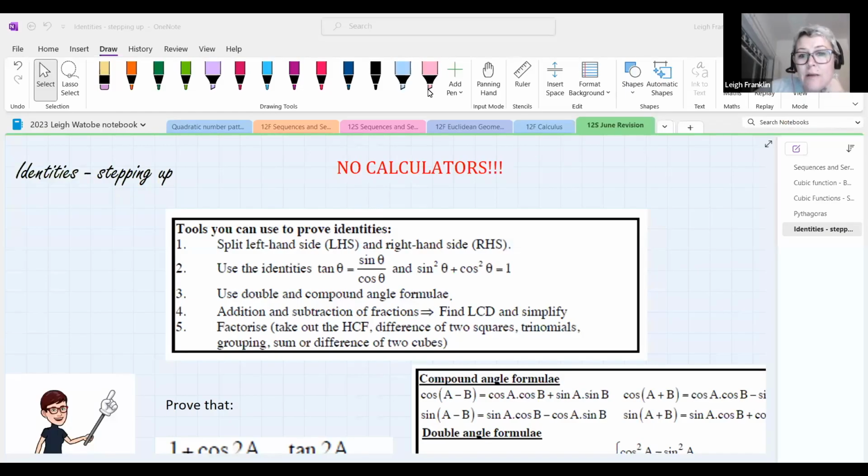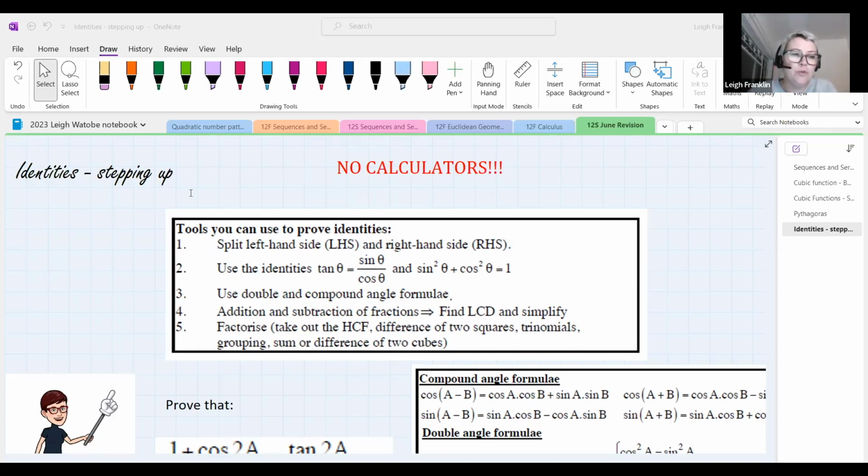Identities. I'm sure you will get one of those in your exam tomorrow. We weren't going over a whole lot of matric work. We had done that previously when we were doing our boot camp, etc., but I hope this will be useful to you. I'm sure you'll have an identity to prove. You're always given one in any paper anyway. Okay, so let's jump straight in.